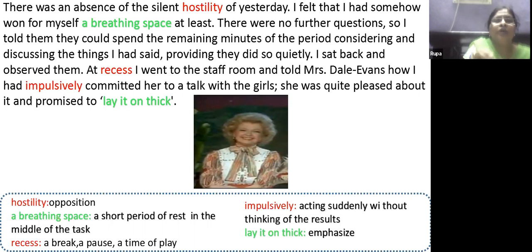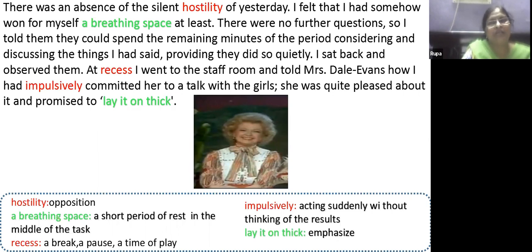So impulsively here means acting suddenly without thinking of the results. Means he didn't actually think about Mrs. Dale Evans, and without thinking, just at that point of time, it came to his mind, and he just gave a commitment, not from Mrs. Dale Evans' side, because he didn't speak to her, nor did he ask her permission. Just it came to his mind at that moment, and he made a commitment to the young ladies that Mrs. Dale Evans was going to speak to them about the important things that the young girls had to bear in their mind.